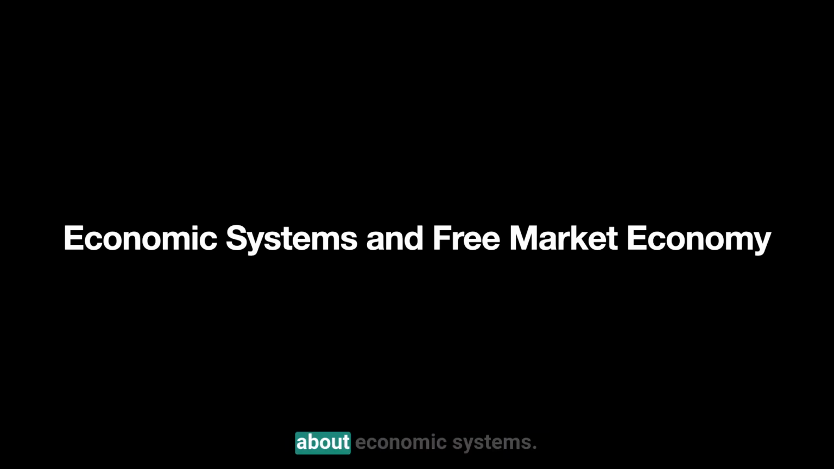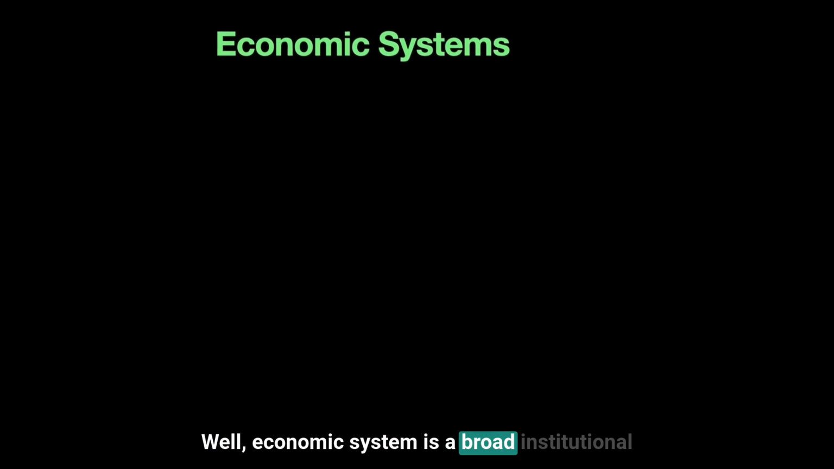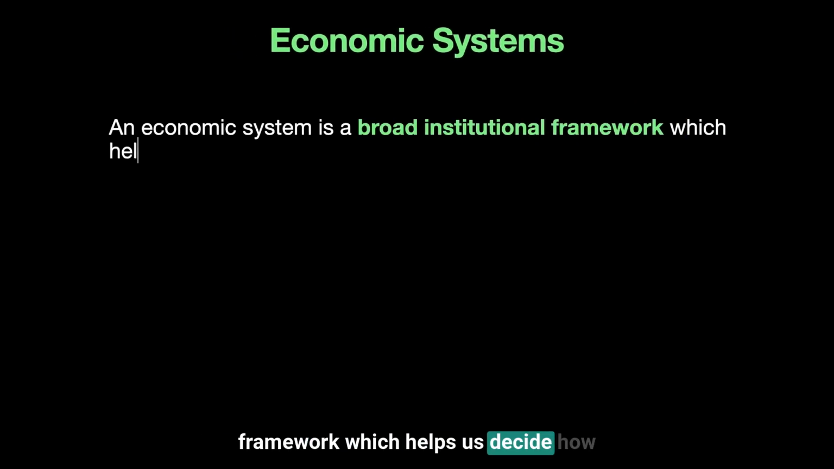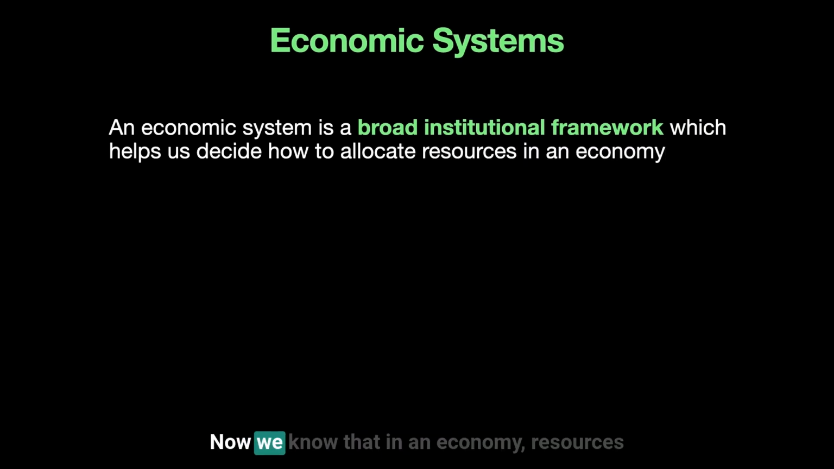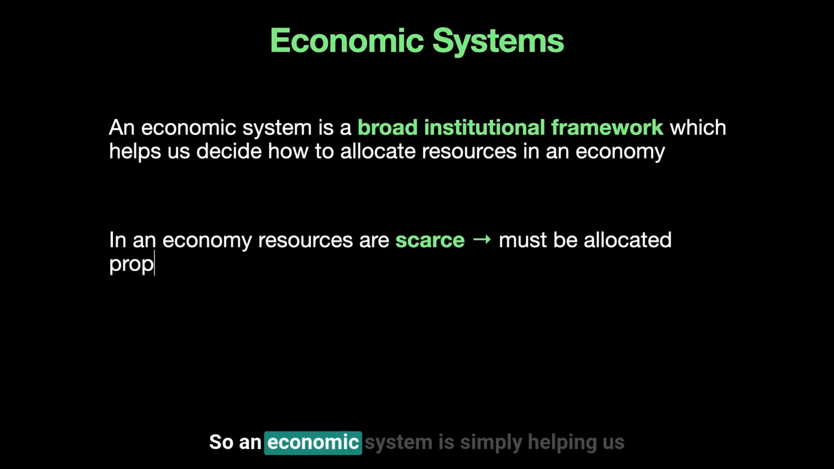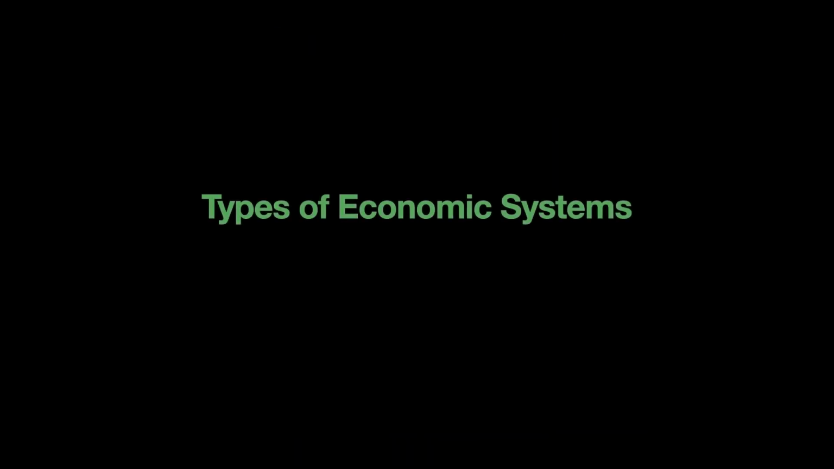In this discussion, we'll talk about economic systems. So what are economic systems? Well, an economic system is a broad institutional framework which helps us decide how we allocate resources in an economy. Now, we know that in an economy, resources are scarce, and therefore we need to devise a system to allocate resources. So an economic system is simply helping us decide how we allocate our scarce resources.